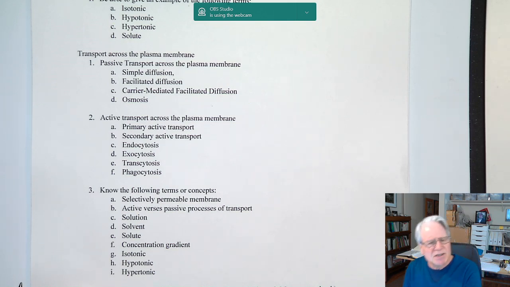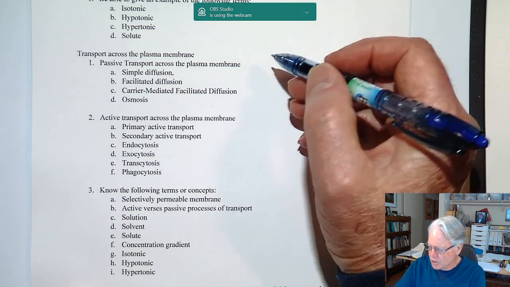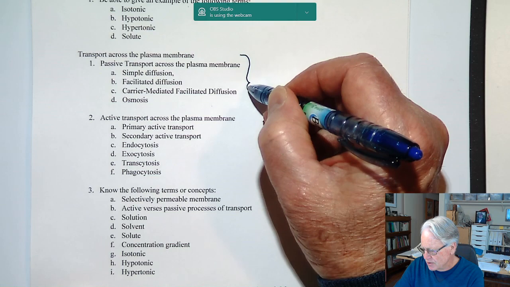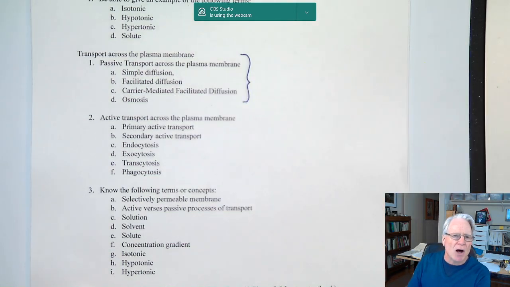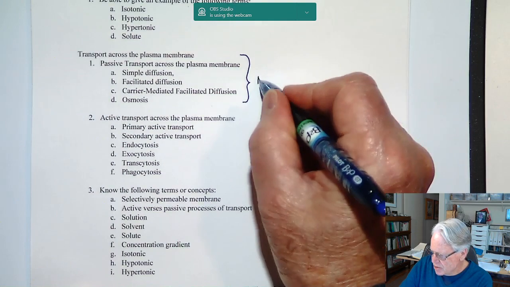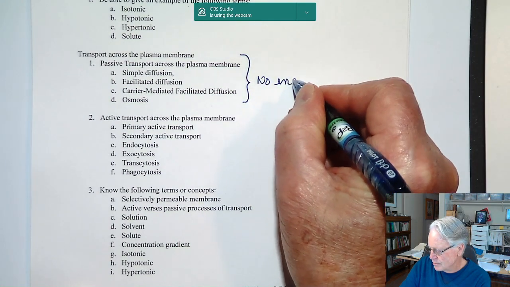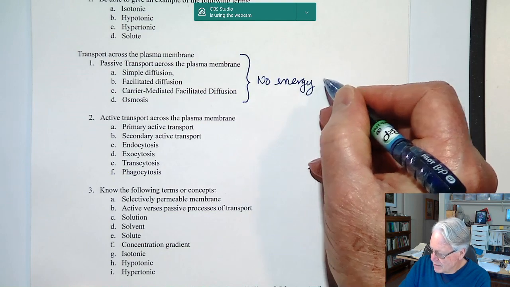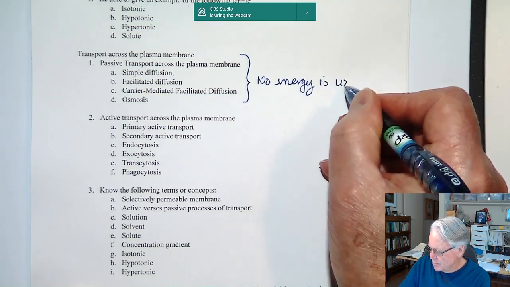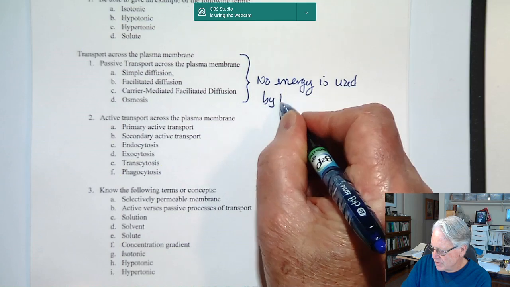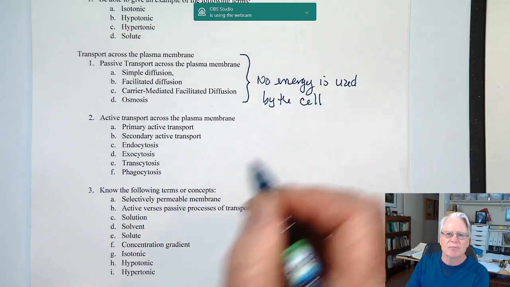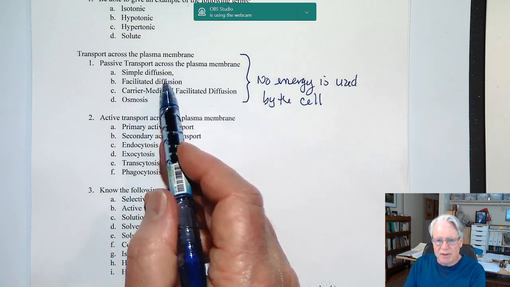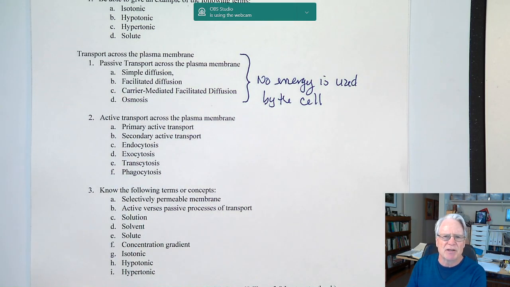All right, first of all, what is the difference between a passive transport process and an active transport process? It's very simple, really. With passive transport processes, all of these, no energy is used by the cell for these things to happen, for things to move. With these processes, there is no energy expended by the cell, so no ATP is being used.